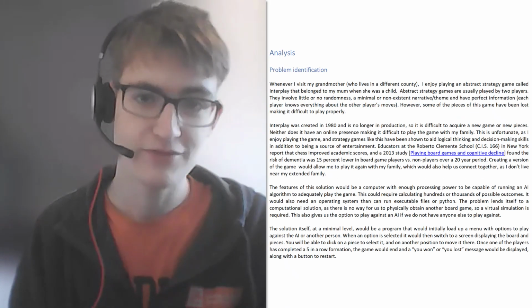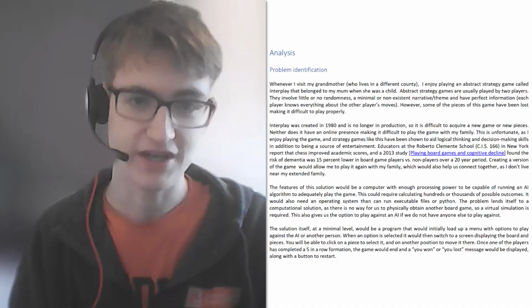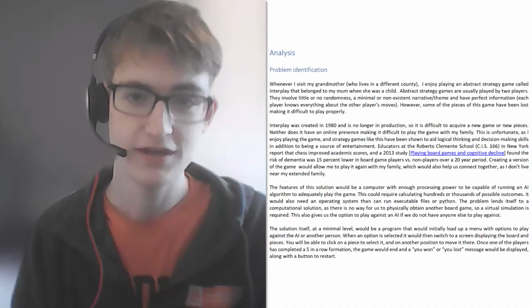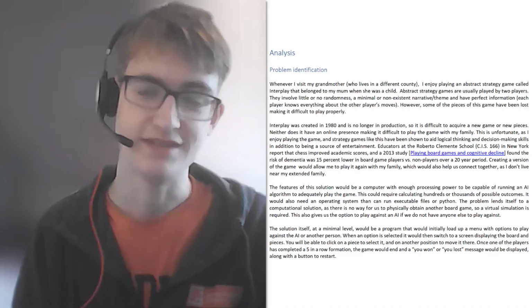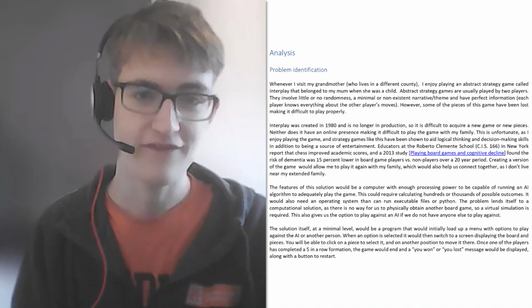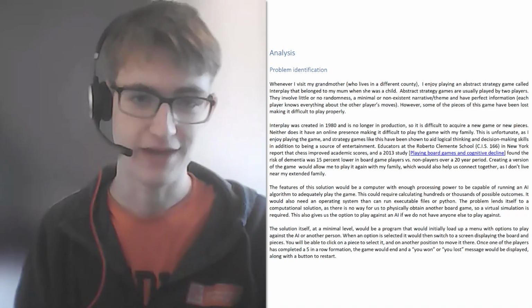So when it came to writing my NEA, I began the problem identification part of the analysis section by briefly laying out the problem, explaining the game and the lost pieces. I talked about how difficult it was to replace this very old game that I'd enjoyed playing with my family, and mentioned some research that demonstrated the mental benefits of playing board games.